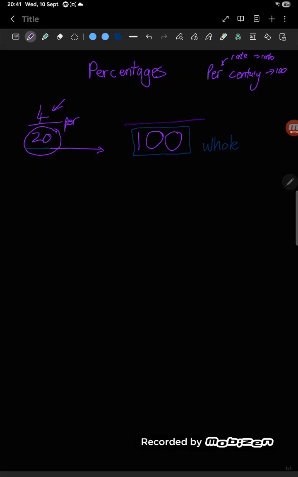and so what did I do to 20 to get to 100? Well, I cut it up into smaller pieces. So I times by 5. So I cut it up into smaller pieces that I have 100 pieces. What I do to the bottom, I do to the top. Why? Because if I times by 1, no matter what this number is, I still get the number out. I haven't changed how big or small this number is. I just might have cut it up into smaller pieces, but the whole still represents that much.